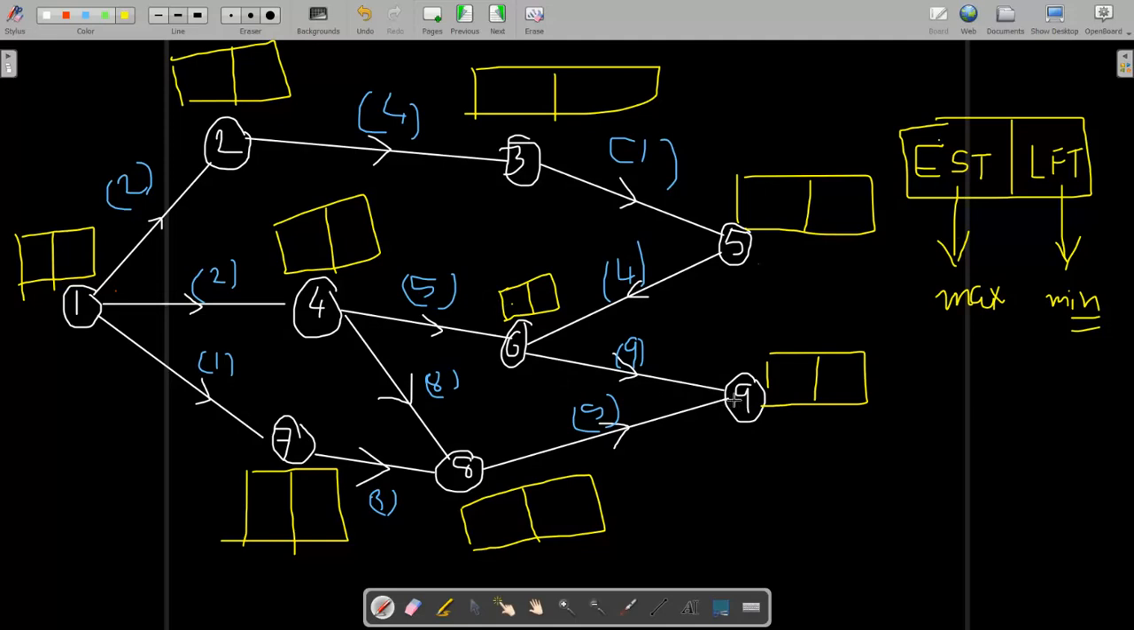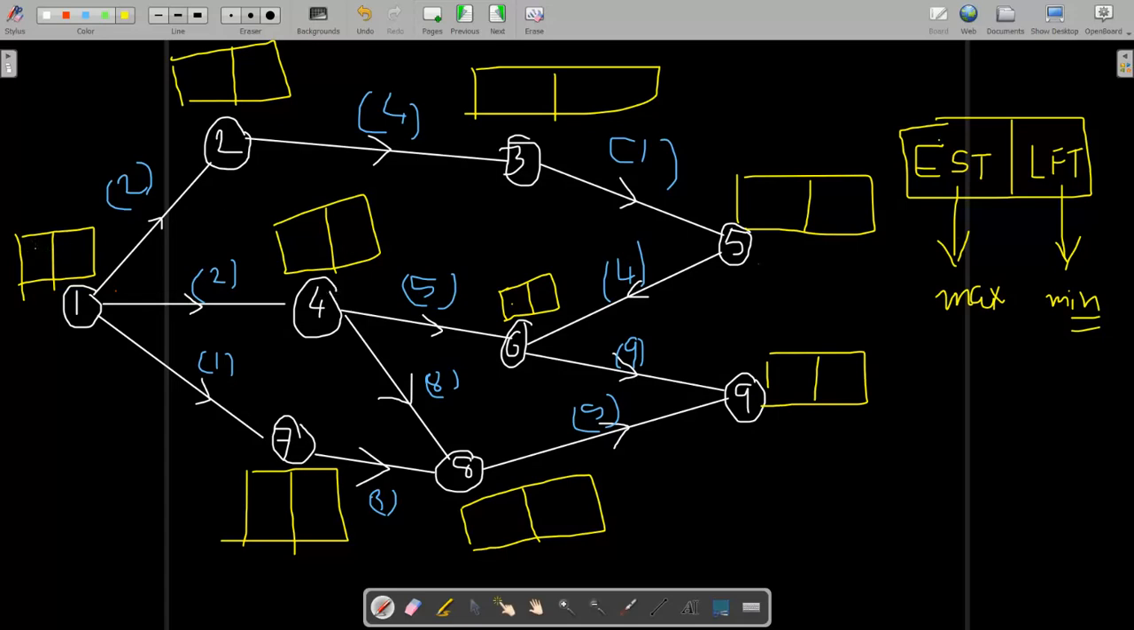And for example, if you go back from the end up to point 4, retrieving back, there are two ways: from 9 to 6 and 6 to 4, or from 9 to 8 and 8 to 4. From both these paths, whichever is minimum time, that you have to follow.